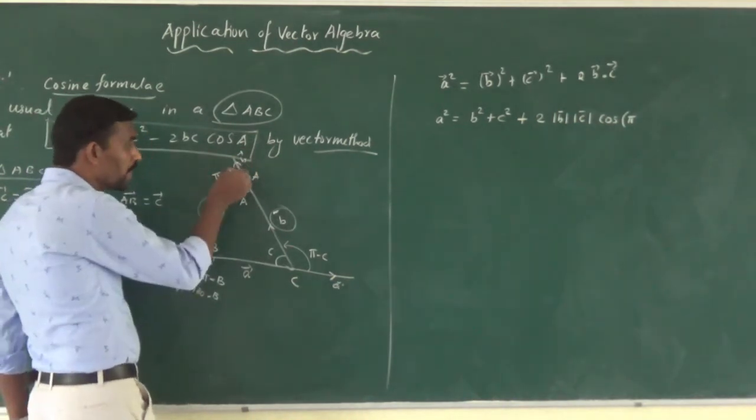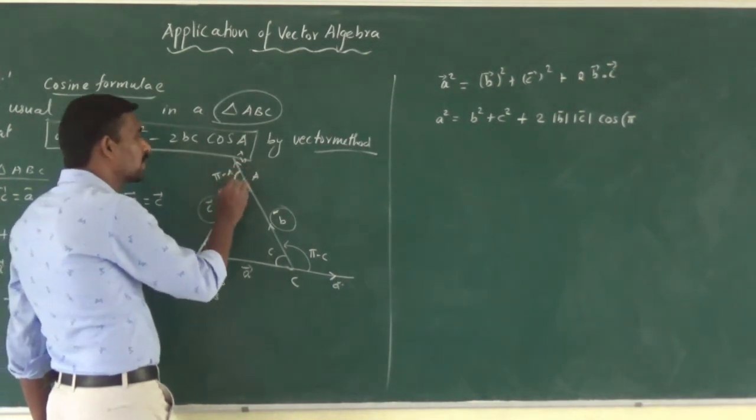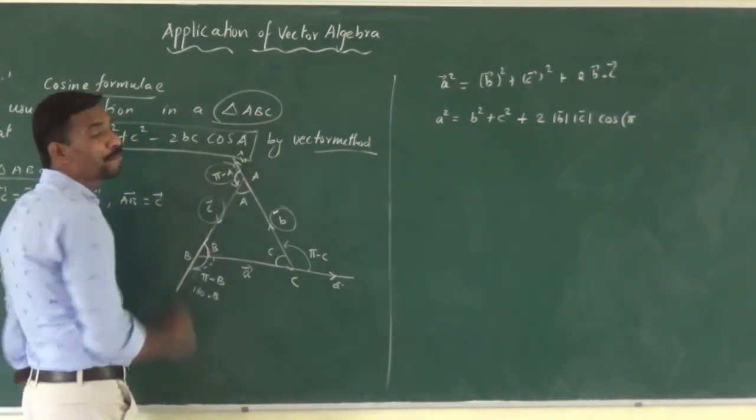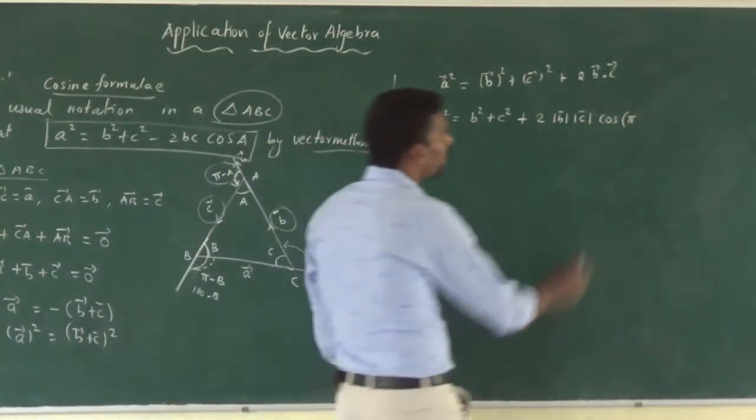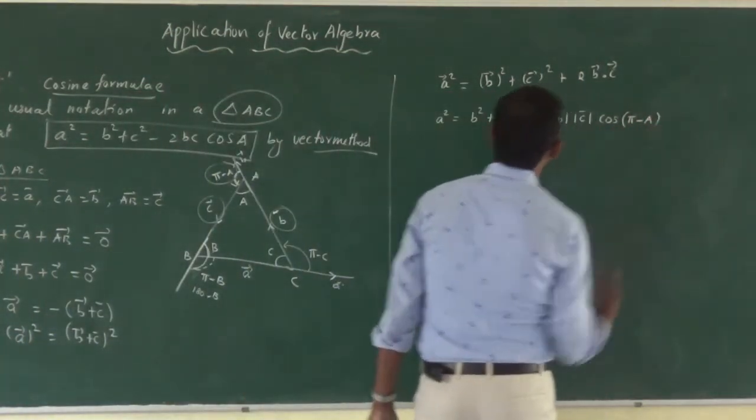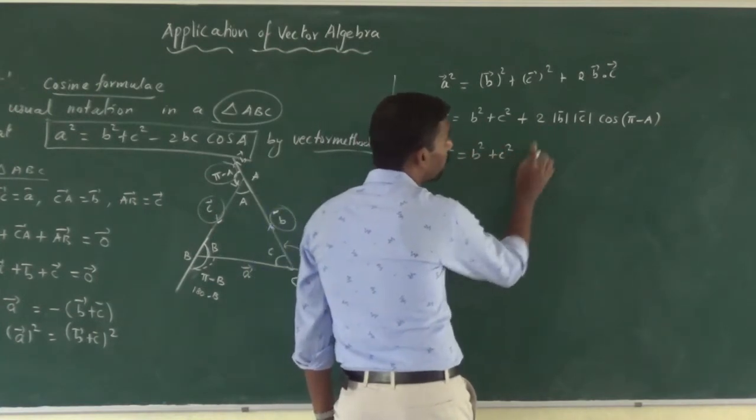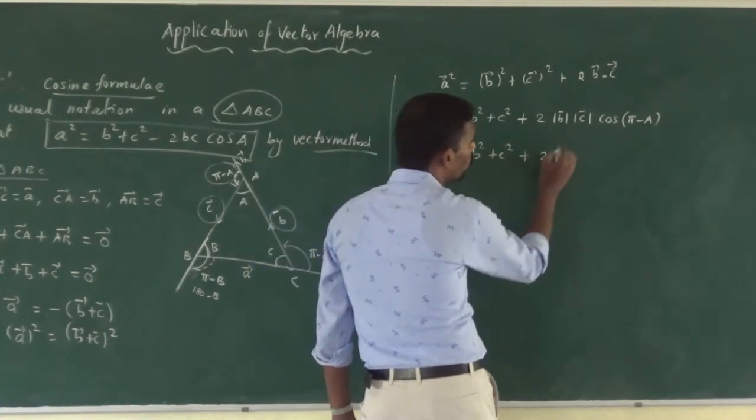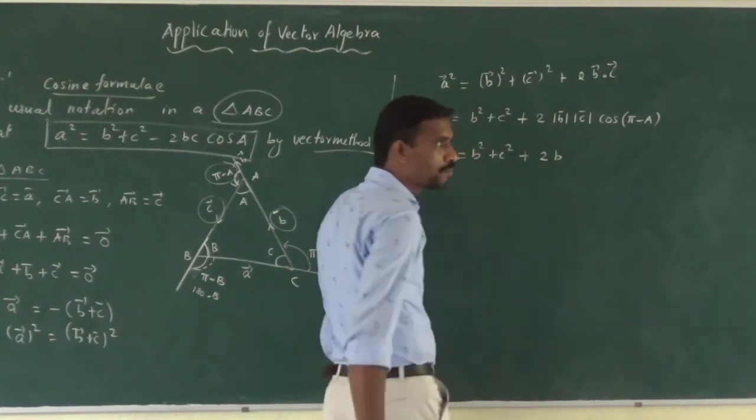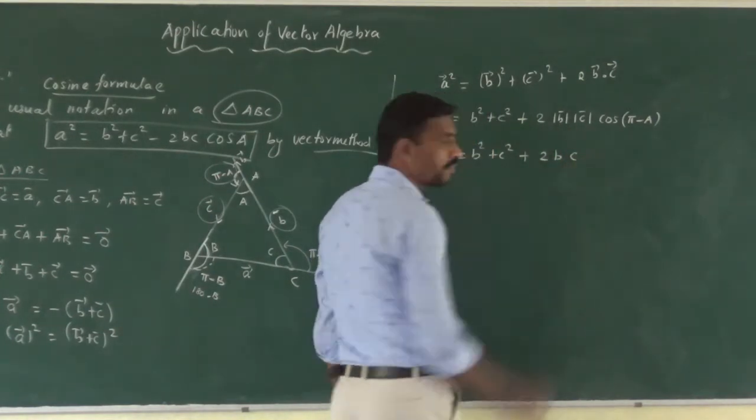So starts from b, so b to c. So the angle should be pi minus a. So you have to write cos of pi minus a. So now a square is equal to b square plus c square plus 2, magnitude of b vector nothing but b, magnitude of c vector nothing but c.